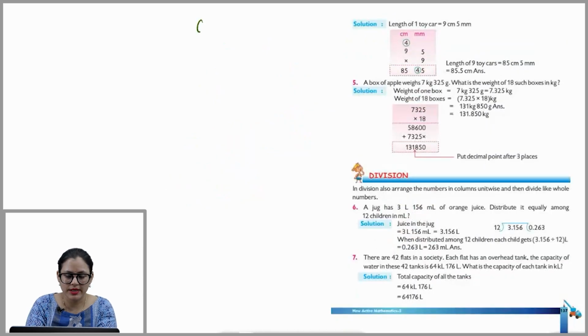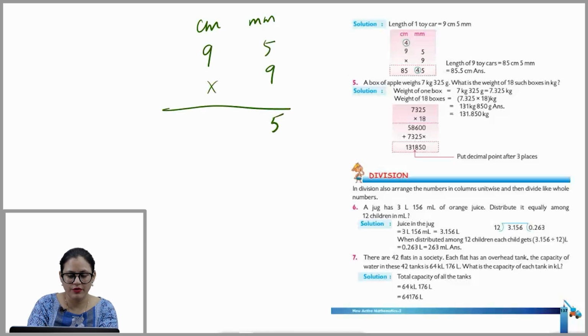We will make two columns, one for centimeter, one for millimeter. Okay, 9 centimeter 5 millimeter, and we have to multiply this by 9. Okay, 9 5s are 45, 4 carry, 9 9s are 81 plus 4, 85.